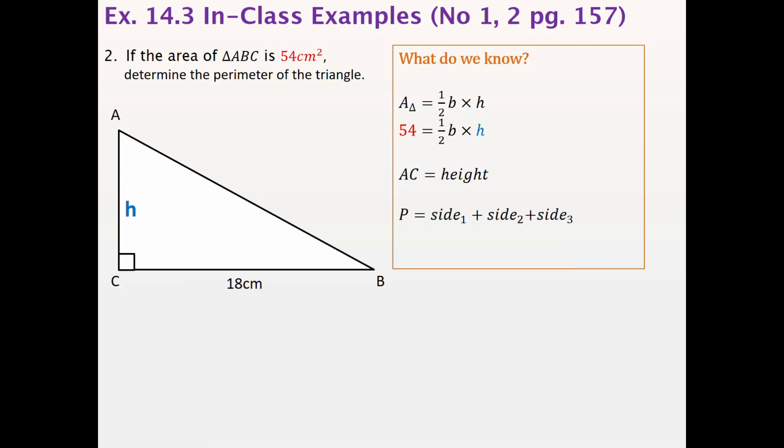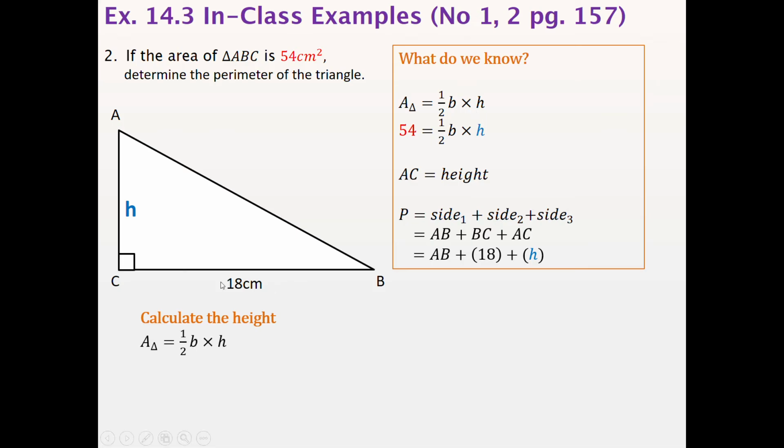And what else do I know? I know that the perimeter is equal to side 1 plus side 2 plus side 3. If you wanted to label them, that's what it would look like. And I know that BC I've got, which is 18, and AC is my height. And then AB I still don't know, but I do know that that's my hypotenuse. Okay, so I would say start working in this formula here. Okay, your area formula.